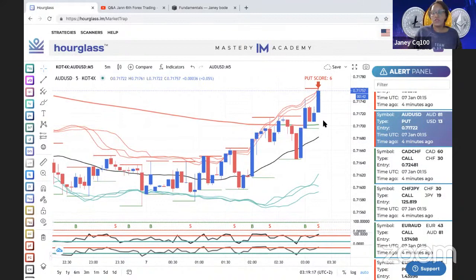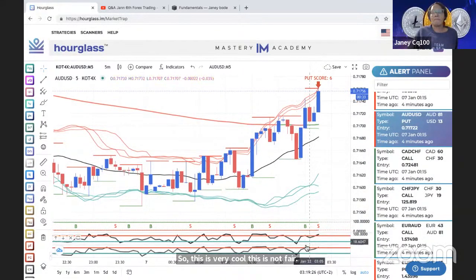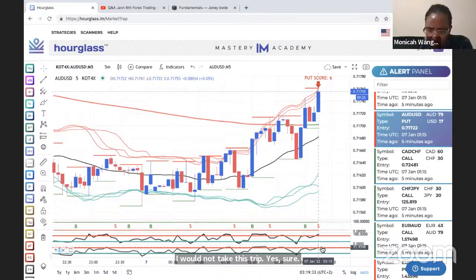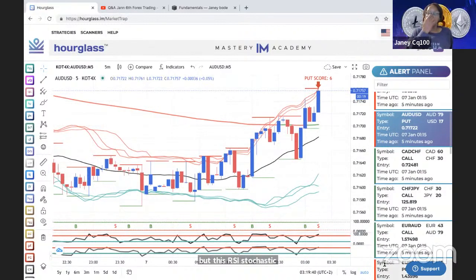Yeah. And so this is favoring a call. This is not favoring a call. I would not. I would not take this trade. Yeah, sure. First of all, because this one is saying a sell. This one is fine, but this RSI stochastic, they're not anywhere I need them to be.